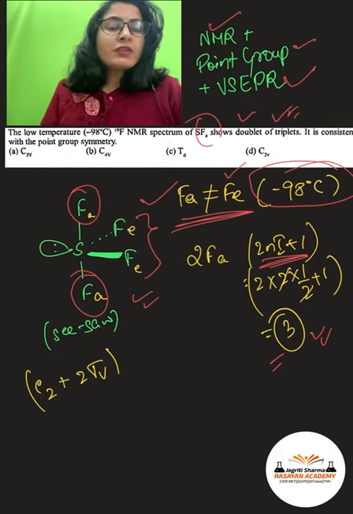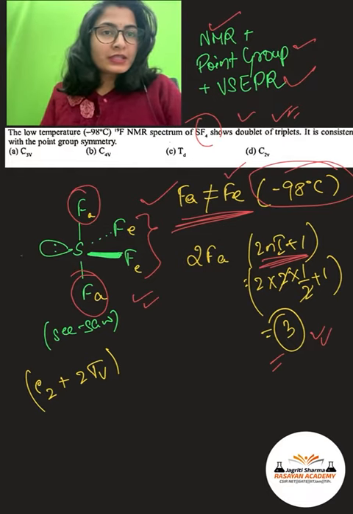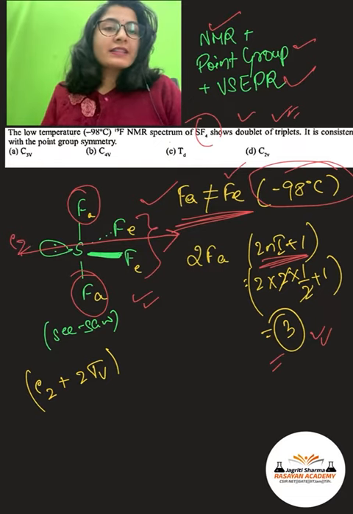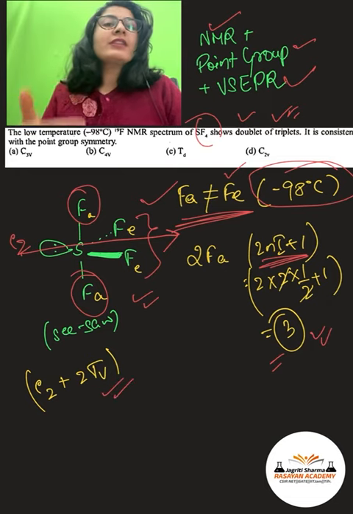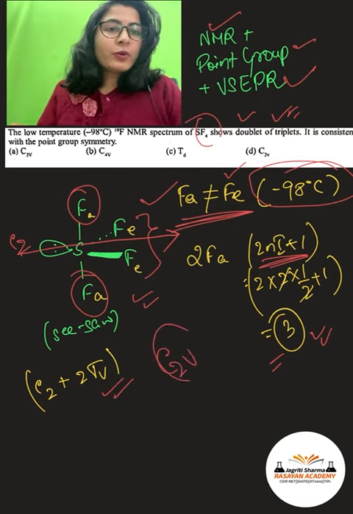Now you already know this structure. इसका बस point group find out करना है. So you see that there is a C2 axis passing over here, as well as there are two sigma v planes. Why? Because they contain the C2 axis. The overall point group of the molecule is going to be C2v. Answer is option number D.